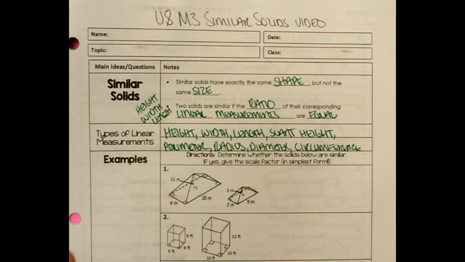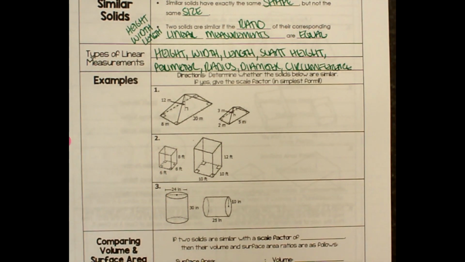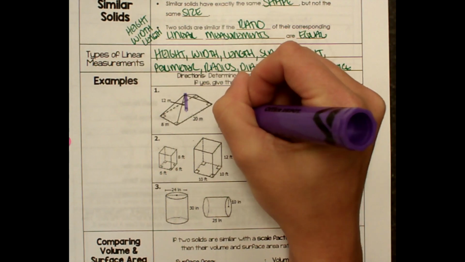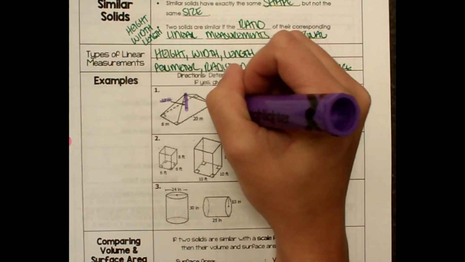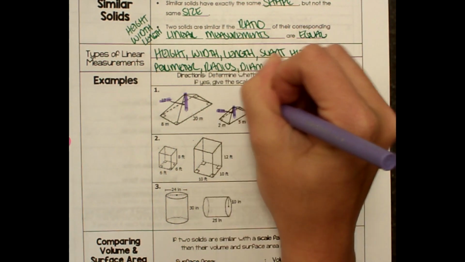So looking at our examples, let's look at number 1, 2, and 3. So we have to see if all their sides have the same ratio. So you have to compare corresponding parts. So if we look, here's our height, and there's the height. It's going to be 12 and 3. So if we set up our ratio, I'm going to say big to little. So I'm going to say 12 over 3.